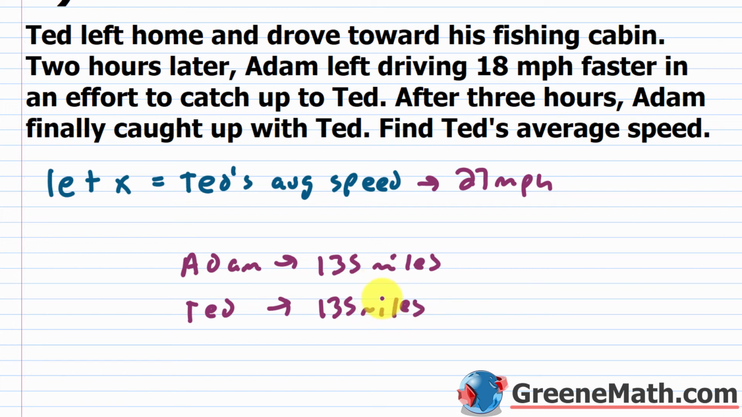Let me actually make this a little bit better in each case. So this is mi and this is mi, just so that's clear. So each guy here traveled 135 miles from the starting point, which is the home, to the point where they catch up, wherever that is. So we know this answer is correct. Ted's average speed was 27 miles per hour.